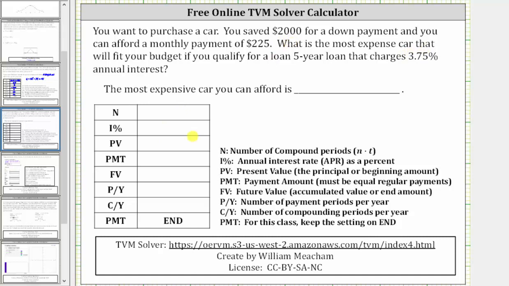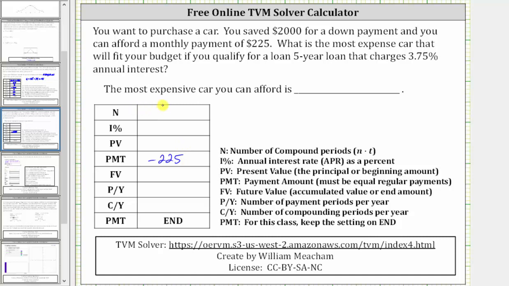We're going to find the loan amount, and then we add the $2,000 to find the most expensive car that you can afford, because the $2,000 is in addition to the amount the bank will loan you. Let's begin with the monthly payment of $225. Because you are paying this amount each month, the payment amount is negative $225.